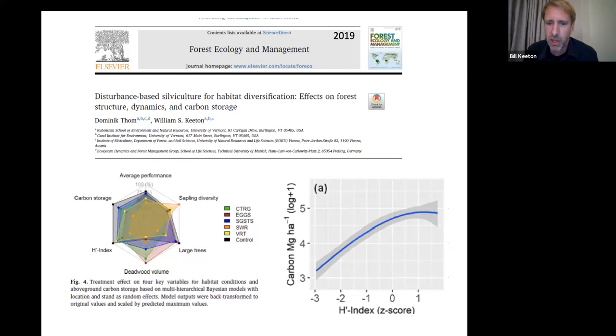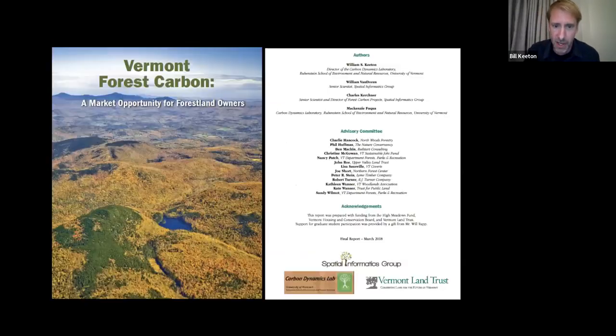So in this figure, you're seeing the relationship between carbon storage in the forest managed using this approach and something called H-index, which is a measure of the structural complexity of forests. And what you're seeing here is that there's a strong correlation between the amount of carbon that is stored in temperate forests and their structural complexity. So if we're managing forests for durable wood products, and we're doing that in a way that promotes complexity, we're probably also going to do a pretty good job of providing carbon storage. That's the take home from all of this.